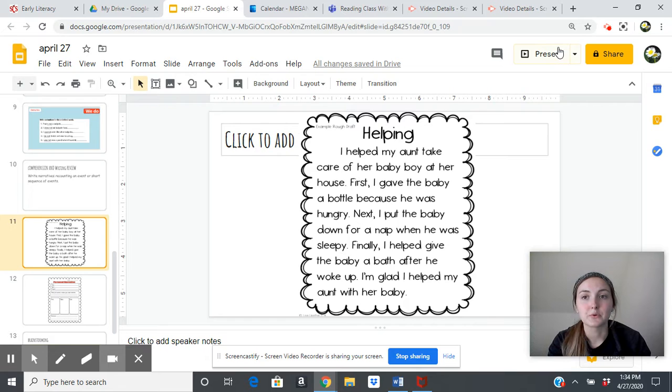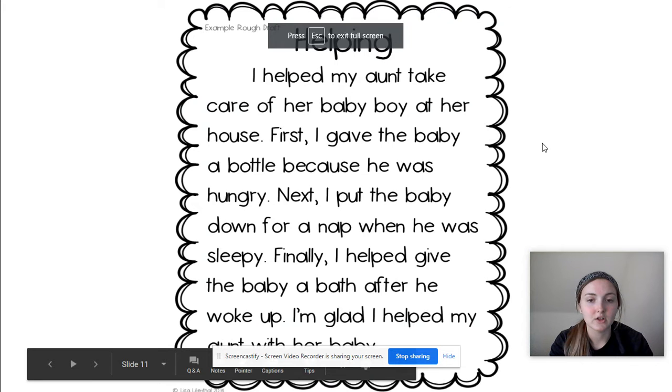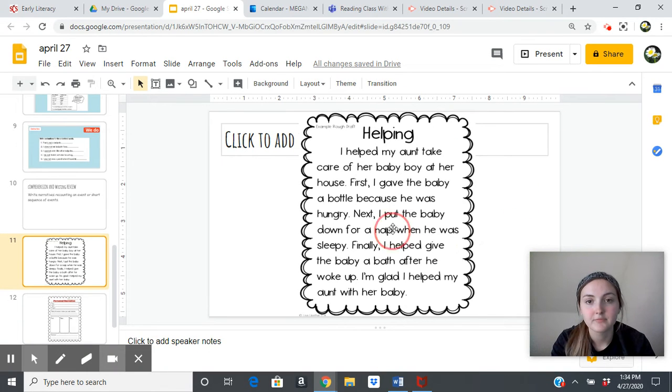So this is a story on helping. Let's take a look at this narrative and see how this student did this. So it's called Helping. I helped my aunt take care of her baby boy at her house. First, I gave the baby a bottle because he was hungry. Next, I put the baby down for a nap when he was sleepy. Finally, I helped give the baby a bath after he woke up. I'm glad I helped my aunt with her baby.